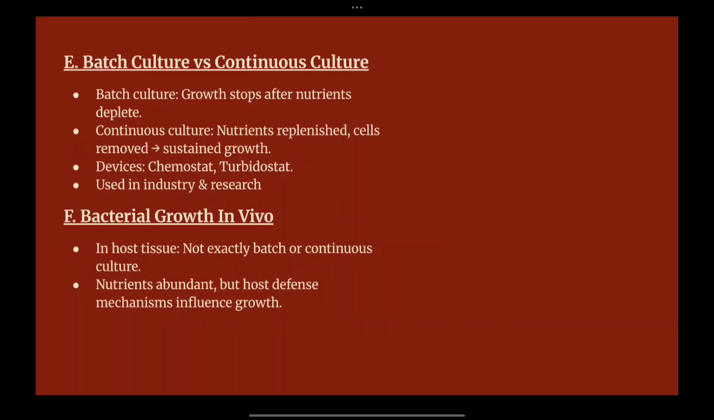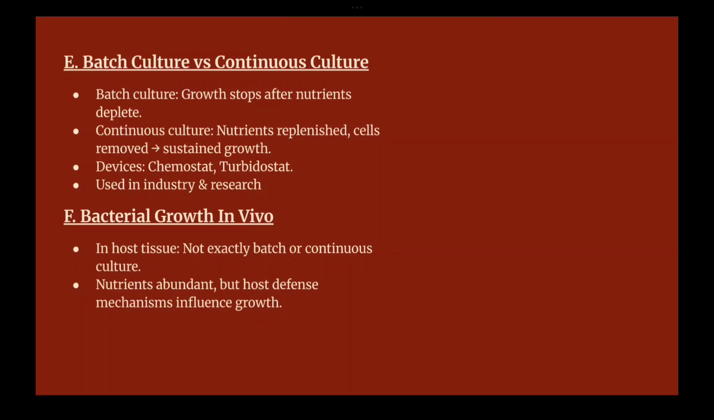Now the devices that are used for batch culture and continuous culture are chemostats and turbidostats, and they are used in industries and research for keeping the cultures going. In vivo is growing inside a body itself. In vitro is growing in the laboratory.